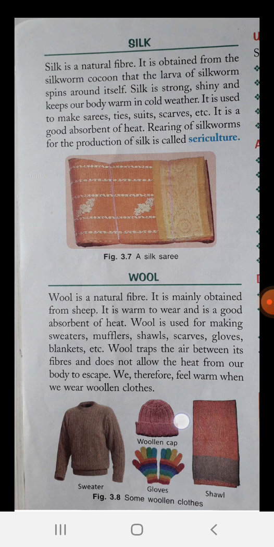Wool traps the air between its fibers and doesn't allow the heat from our body to escape. So that is the property of wool which provides warmth to your body during the winter season. That is why we wear woolen clothes, because they provide warmth to our body. We therefore feel warm when we wear woolen clothes.